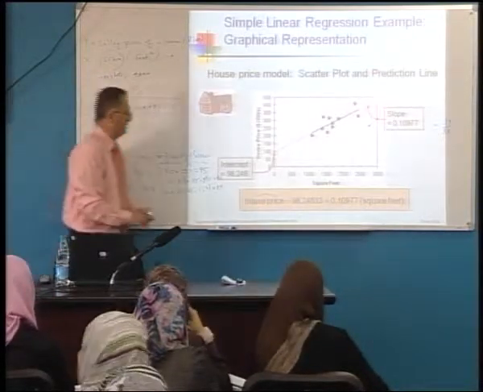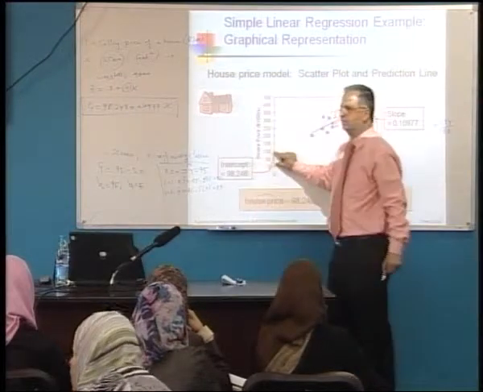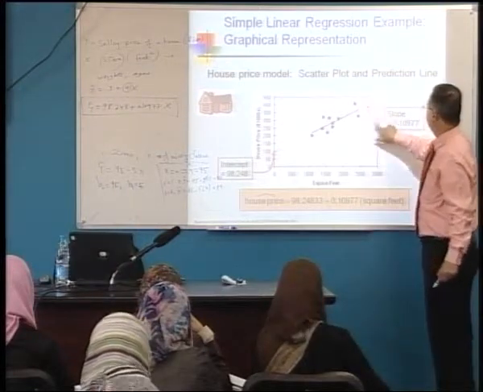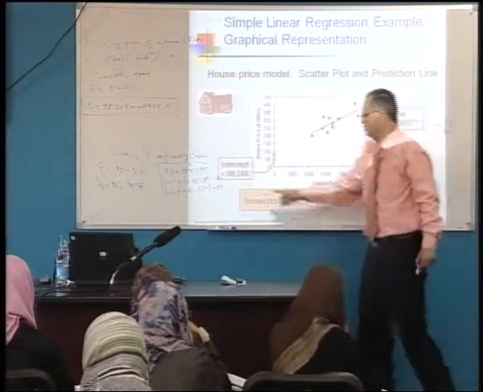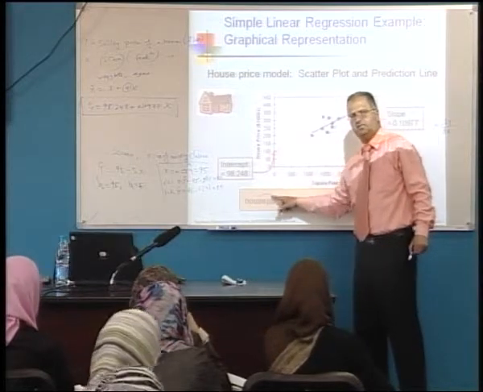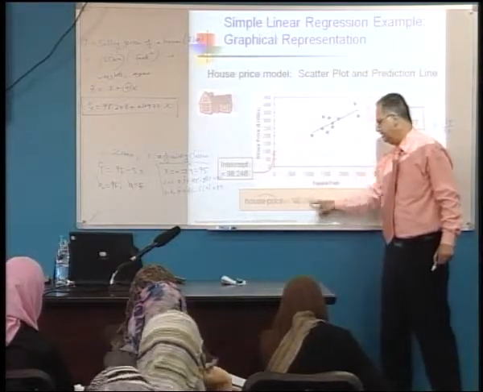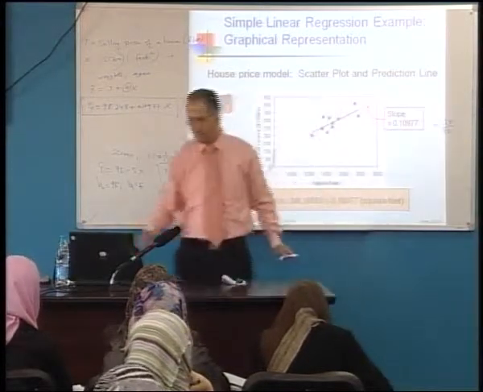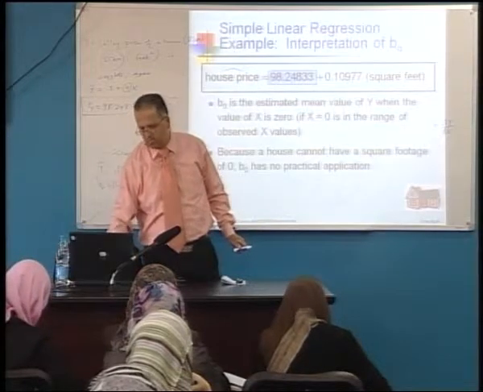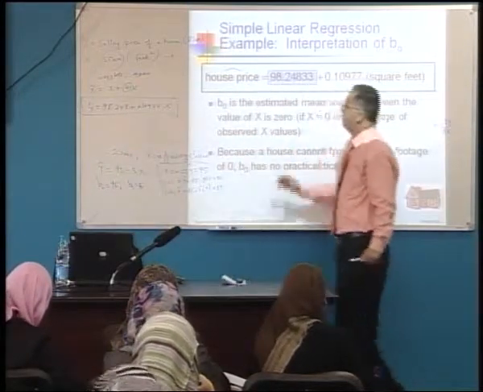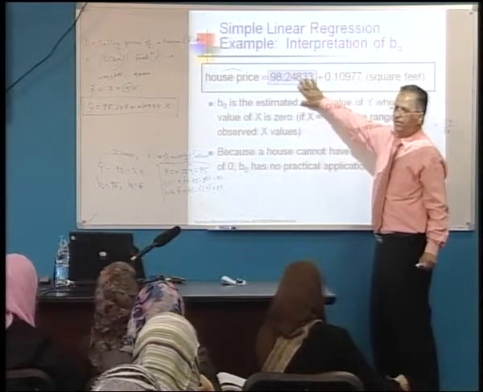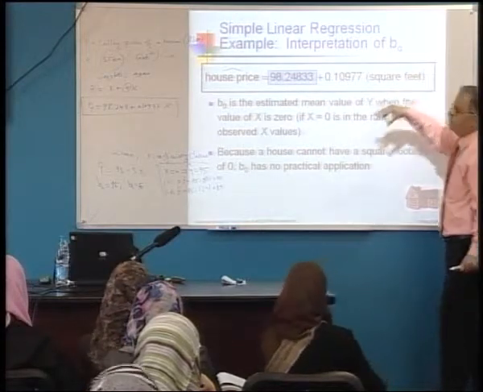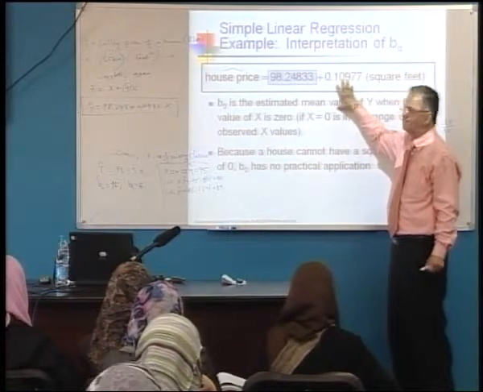So again, the intercept is 98. So this segment is 98. Now the slope is 0.109. So the expected value of house price equals B0, 98, plus 0.109 times square feet. So that's the prediction line for the house price. So again, house price equals B0 98 plus 0.10977 times square feet.